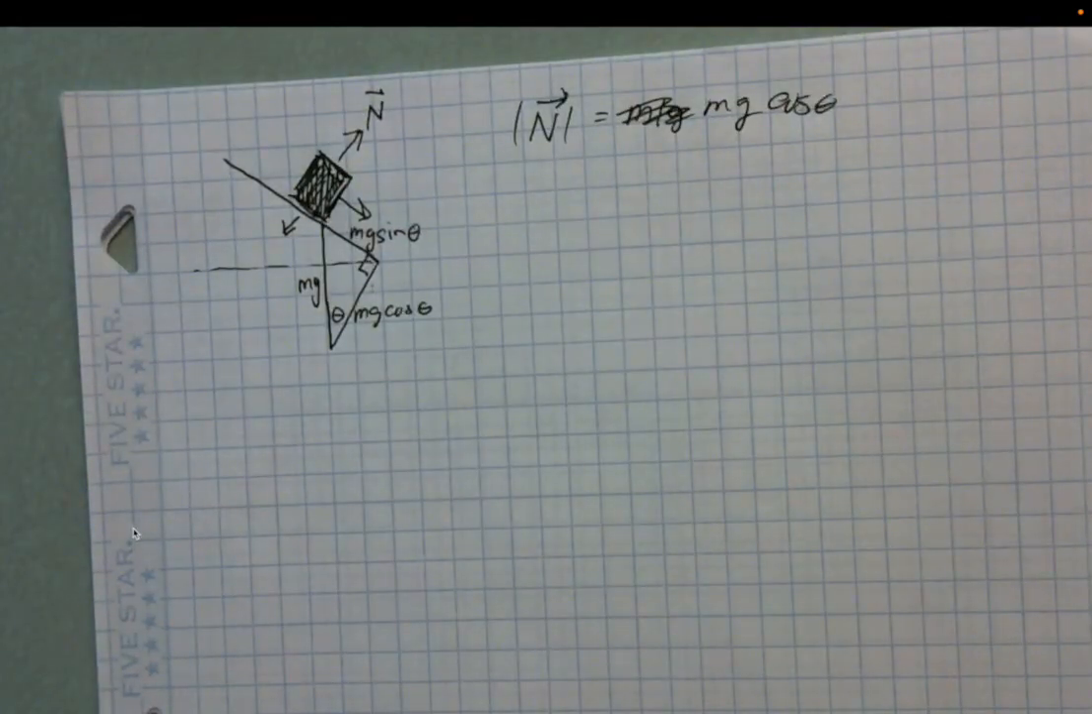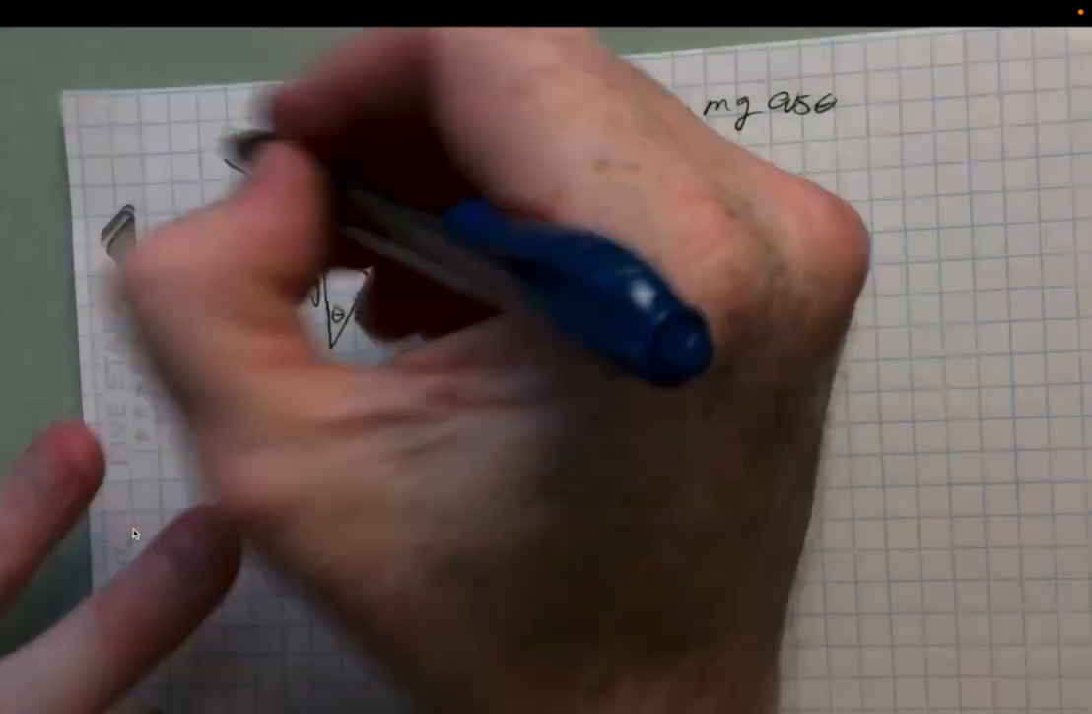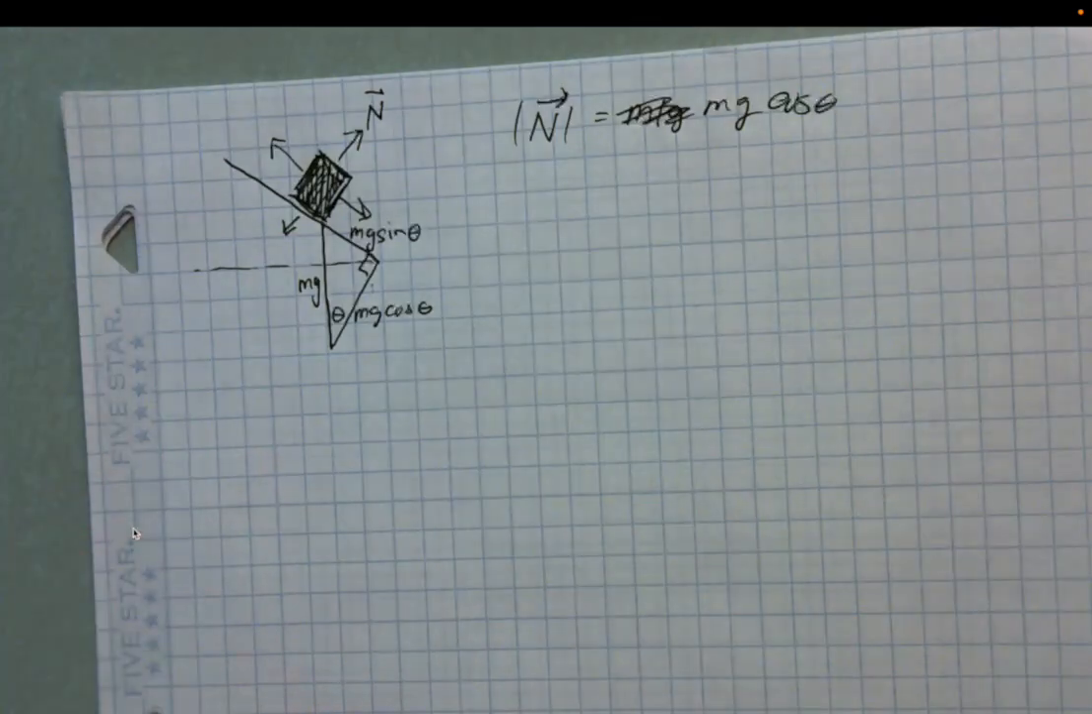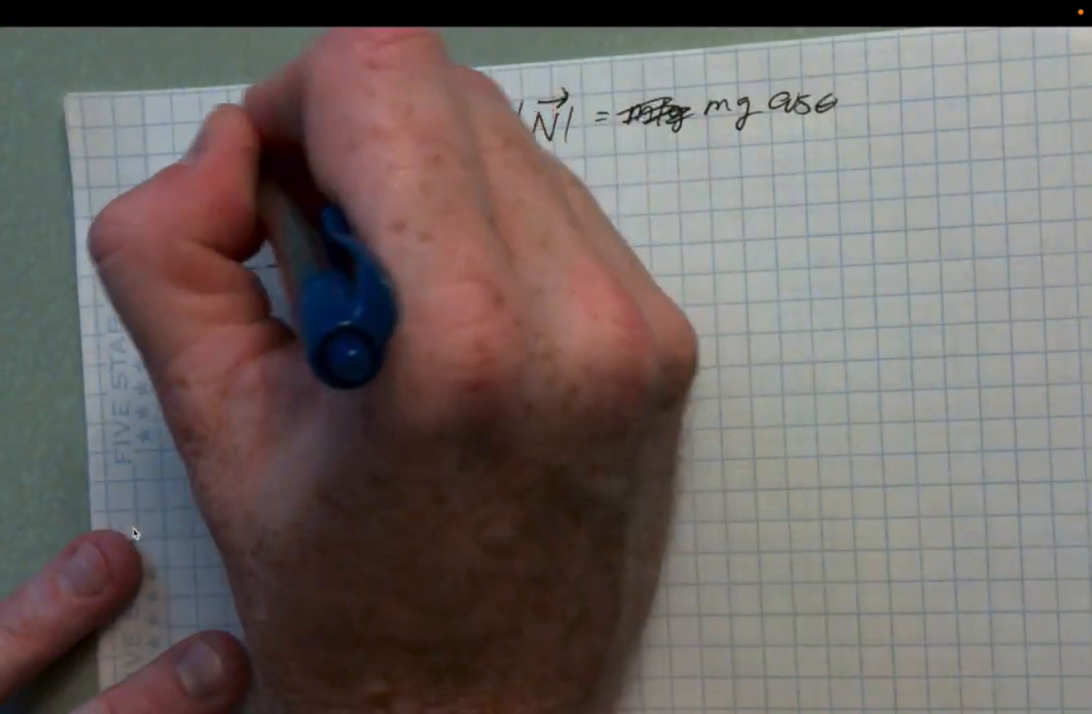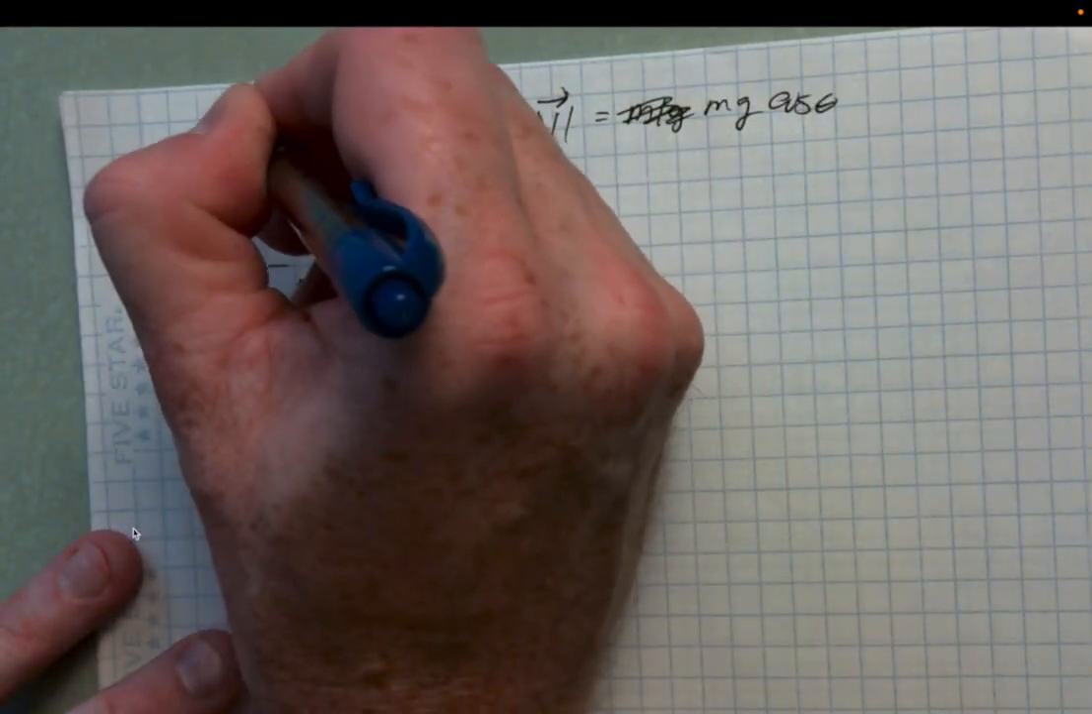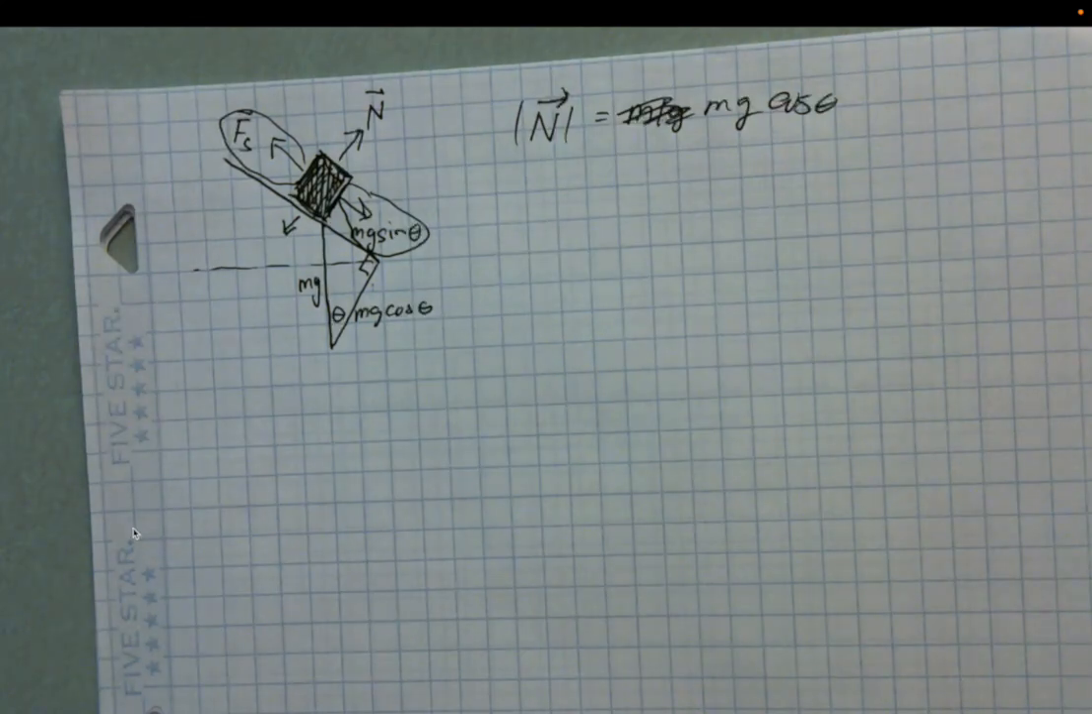Okay, so that's the part that's balanced against the normal force. In order for the block to not slide, the static friction force is going to have to balance the gravitational force, right? That's the key here. So this part of it has to be balanced by F sub S, the static friction.